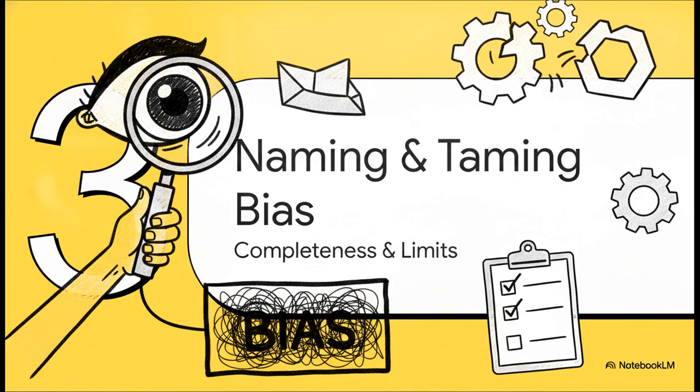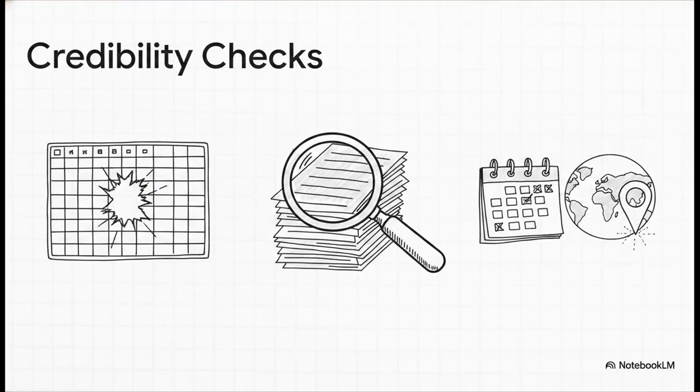All right, part 3, naming and taming bias, completeness, credibility, and limitations. Now that we've sourced the data, we have to inspect your chosen dataset for structural integrity before it is allowed anywhere near your final capstone project. This means running rigorous completeness and credibility checks.